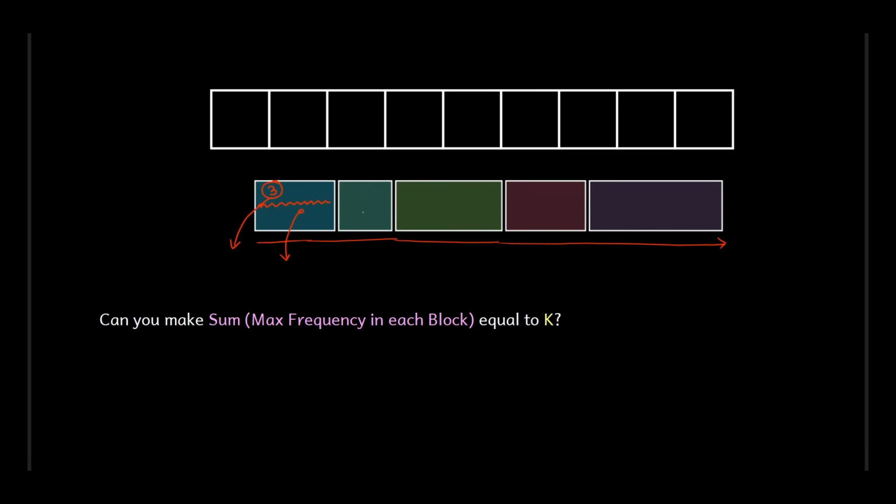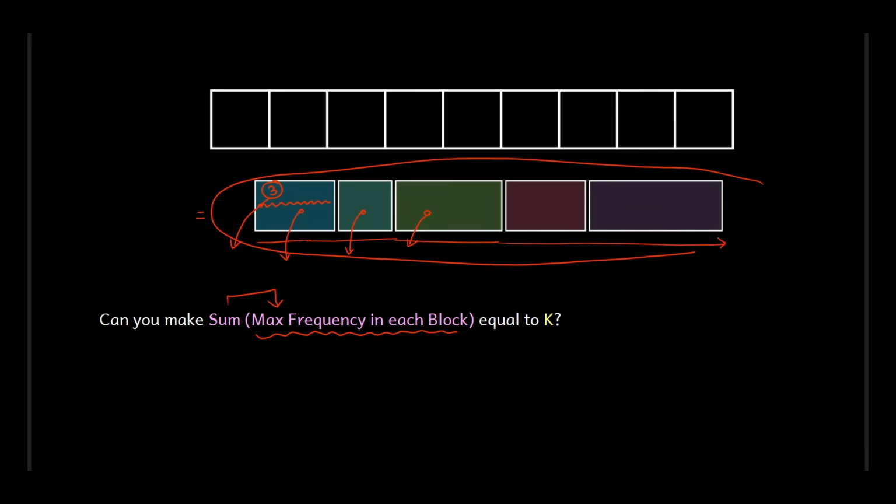So you find out this number for each of the colored blocks that you see on the screen and you add them up. That will be the value of the split. So the value of the split is, for each block you compute the maximum frequency of any integer inside that block, and you sum that up to get the value of the entire split that you have made.